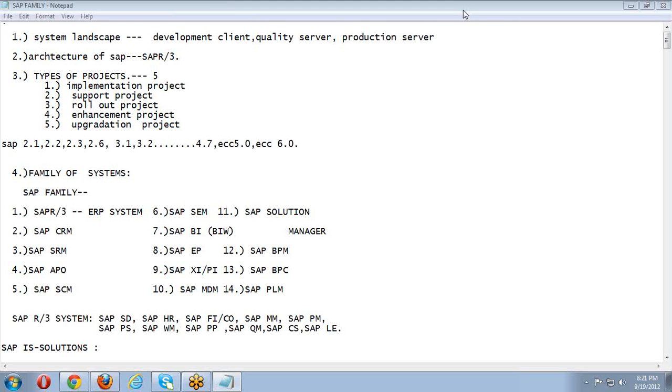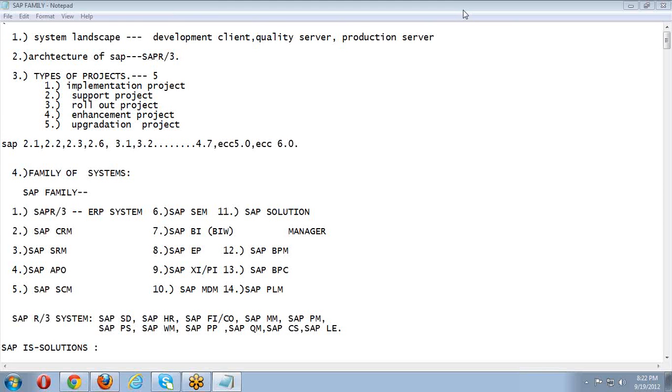See, the point we discussed is that ASAP was developed by SAP Academy, to be followed by all the implementation partners when they are implementing SAP for their clients. ASAP has 5 phases. What are the five phases we discussed?